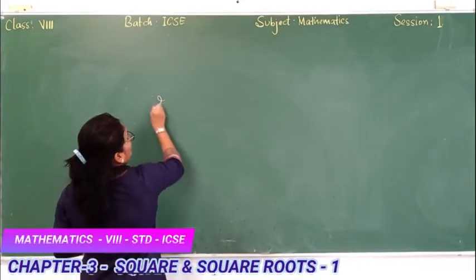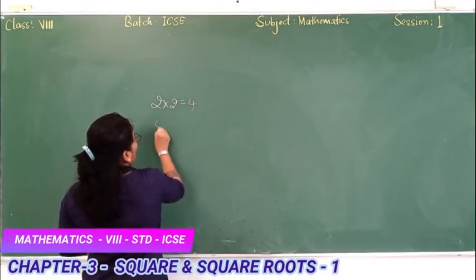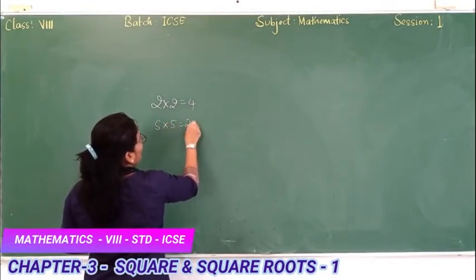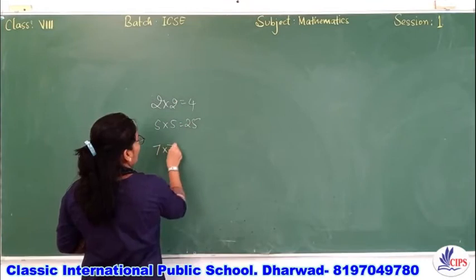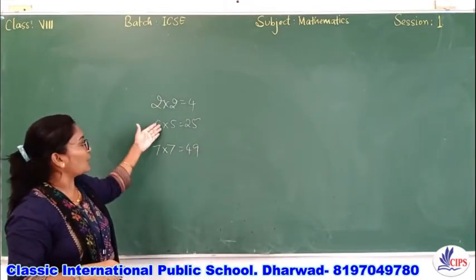See here, what is 2 into 2? It's 4. 5 into 5 is 25. 7 into 7 is 49. So you might be thinking why I'm multiplying all these numbers.